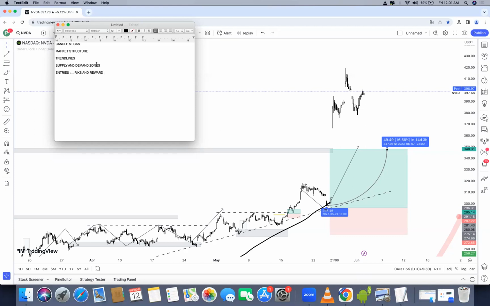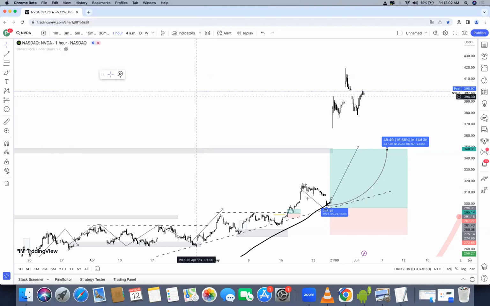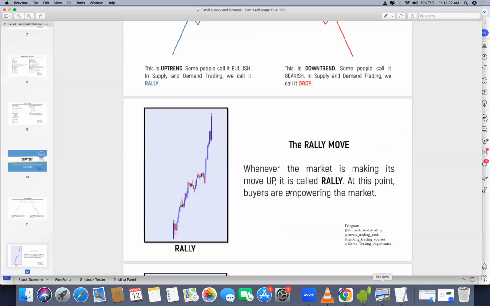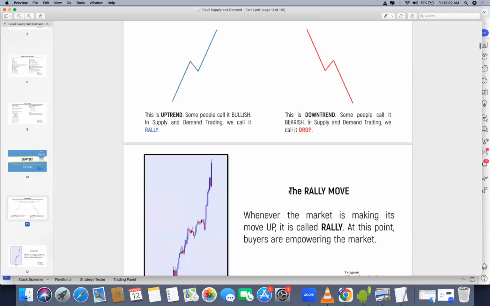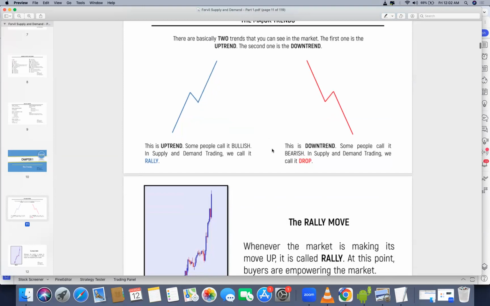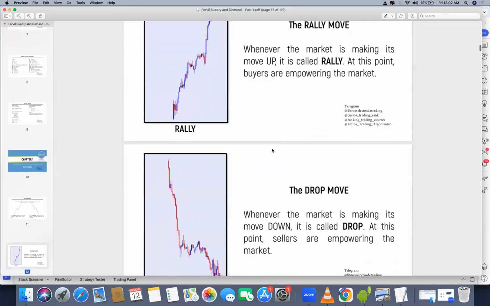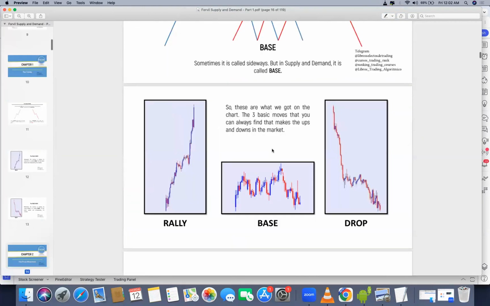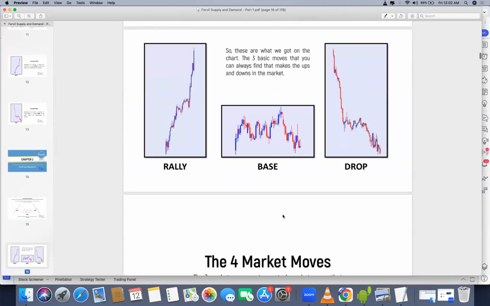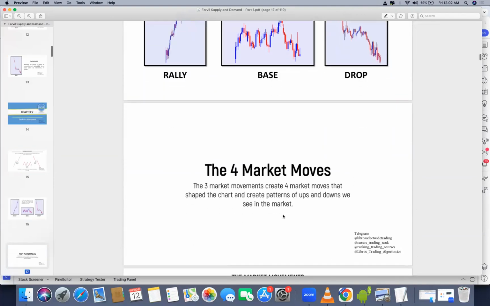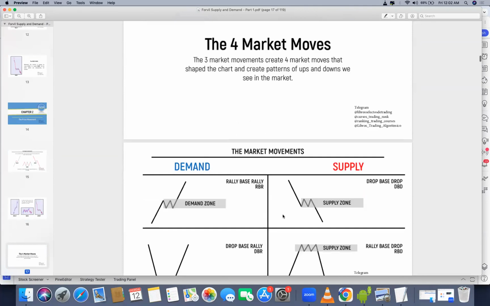Each topic in the supply and demand zone section was broken down to make you understand very easily with images and everything. I think I showed you that in the previous video. If you look at the ebook right there, we're talking about the trends, rally moves, drop moves, the waves, and the market moves. I think we treated those in the first video.